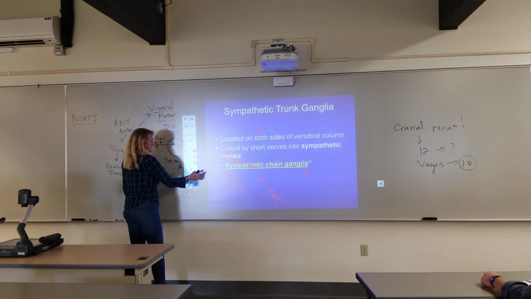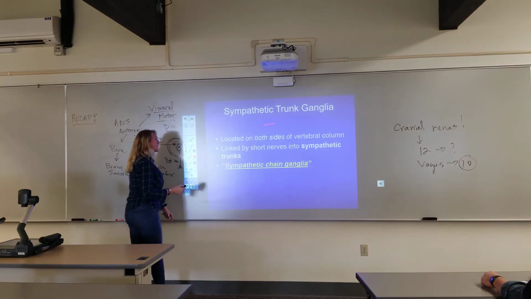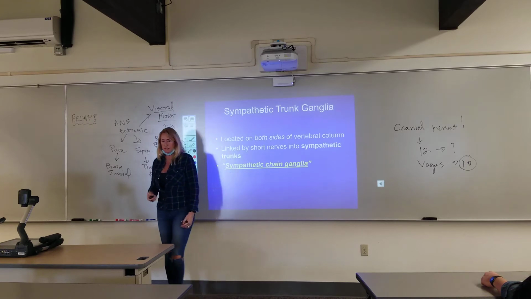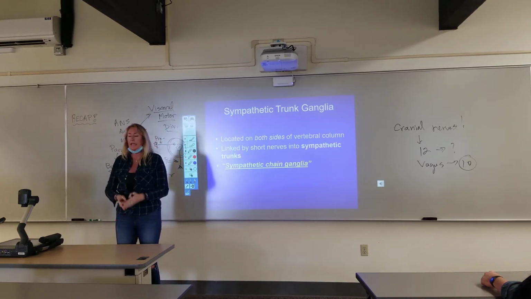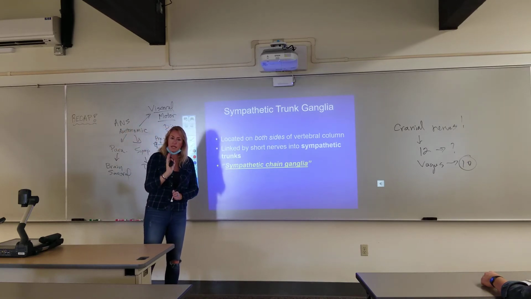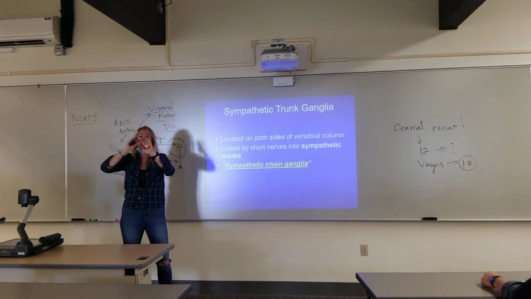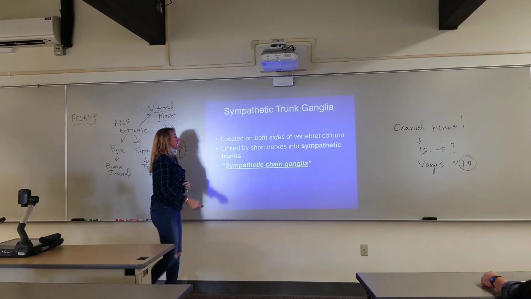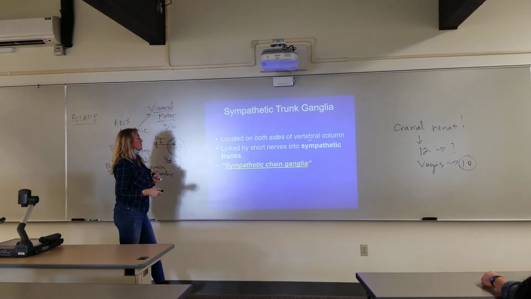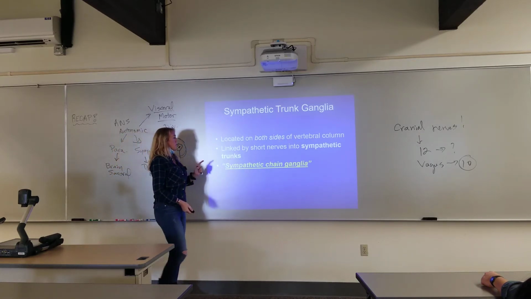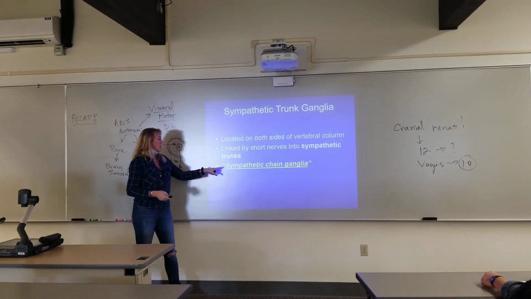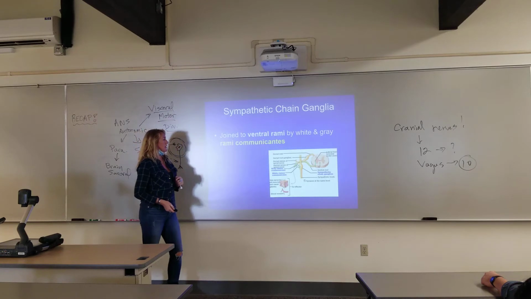Okay, so the sympathetic chain ganglia, or trunk ganglia, your book calls it. I like to call it sympathetic chain ganglia, and a lot of other places do, because that's what it is, right? It's a whole chain that has ganglia connected together. So those are allowing the routing of the different nerves of your sympathetic division going out to the different parts of your body. They come out on both sides of the vertebral column, linked by little short nerves into the sympathetic trunks, and we call that whole structure the sympathetic chain ganglia.